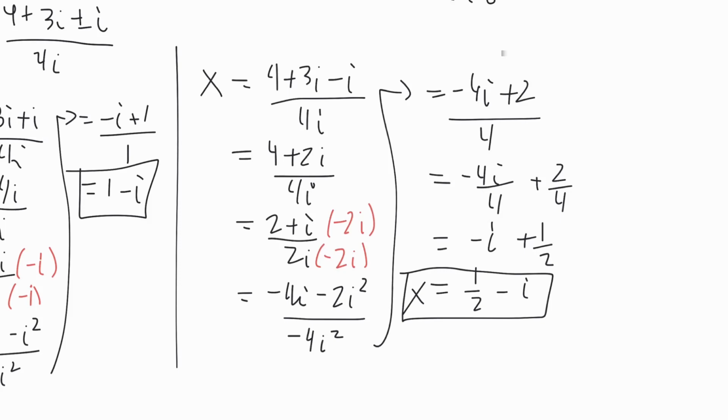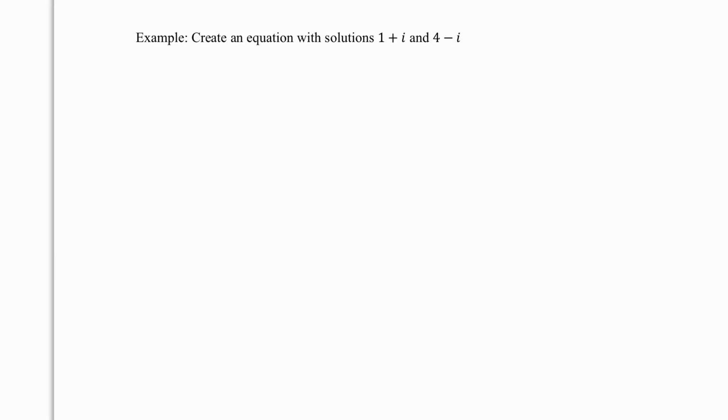And so again, very, very challenging because we have so many pieces here, so much complex arithmetic to do, but we still end up with solutions that are only complex. They're not any more complex than a complex number. So let's try one other example here. We're going to create an equation with solutions 1 plus i and 4 minus i.